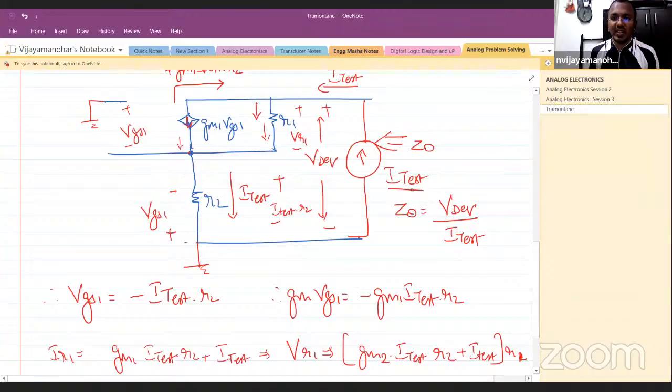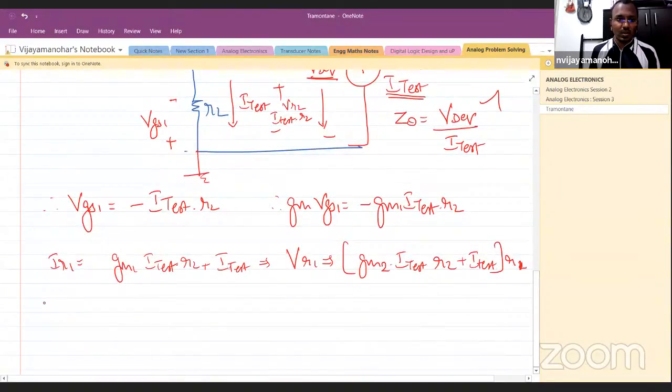Now, what is V developed? Ultimately, I know what is I test because this is a test source. I am only assuming it. I need to find V developed. If I find V developed, I am done. Z naught is found. So, what is V developed? V developed is VR1 plus VR2. Correct. VR1 plus VR2 is V test.